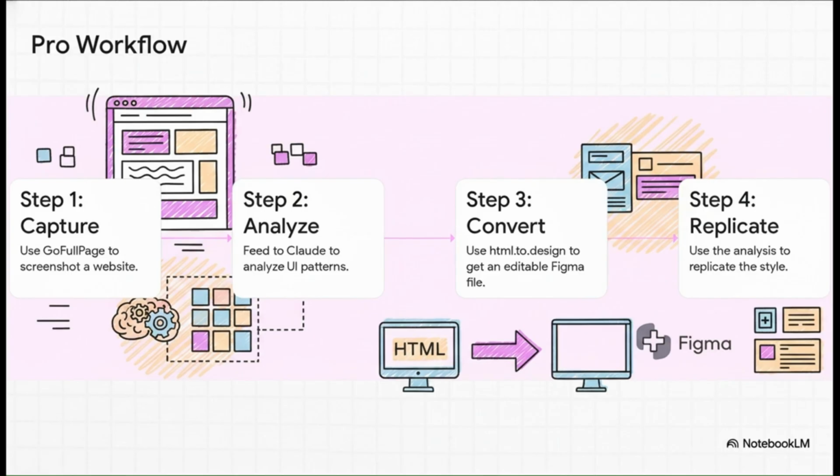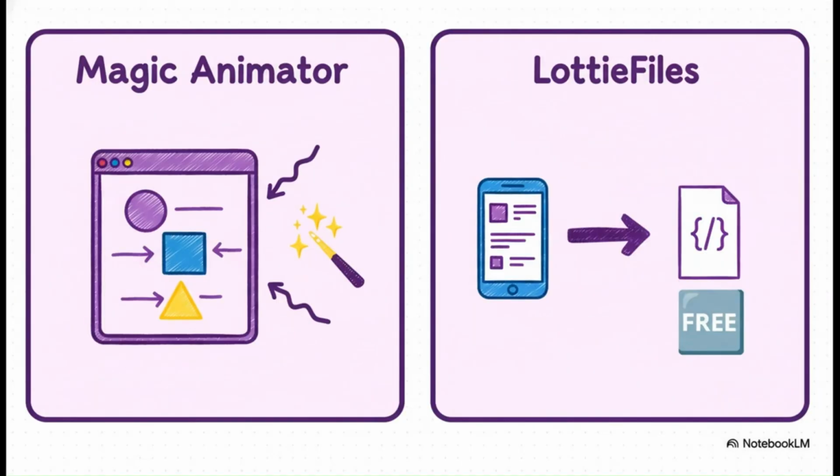the spacing, the fonts, the colors, and then the magic step. You use a Figma plugin called html.to.design. This thing will convert the live website into a fully editable Figma file. It's amazing. And for that final bit of polish, let's talk about motion.